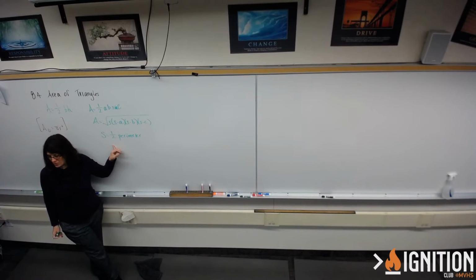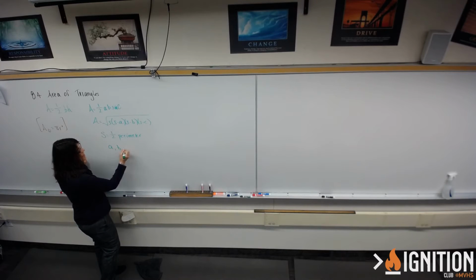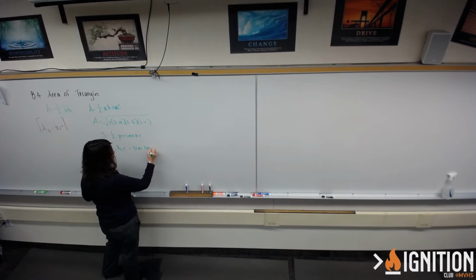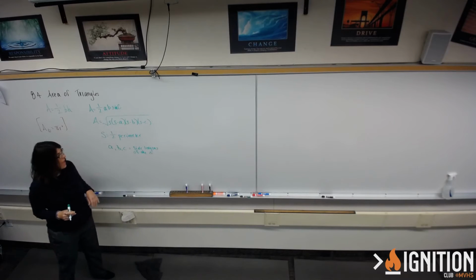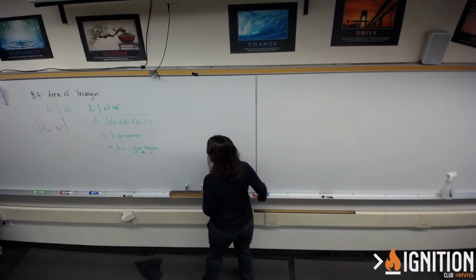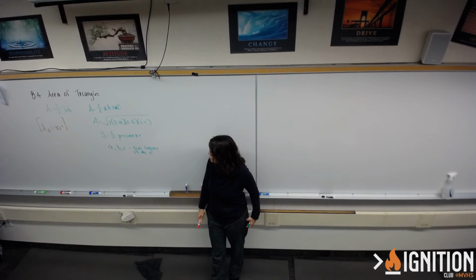S is half the perimeter, and A, B, and C represent side lengths. And what is the semi-perimeter formula with the square root called? Has a name? Heron's.